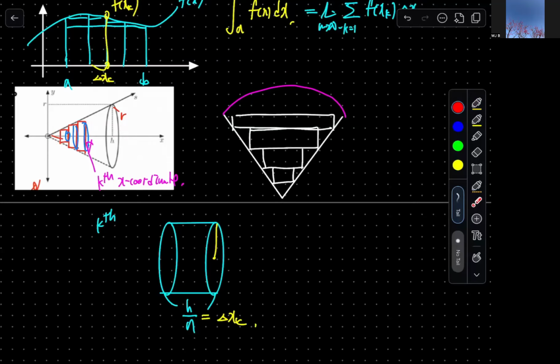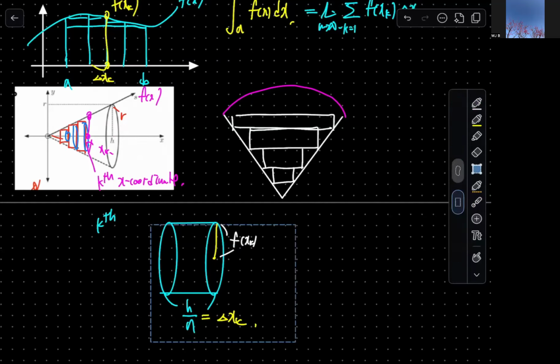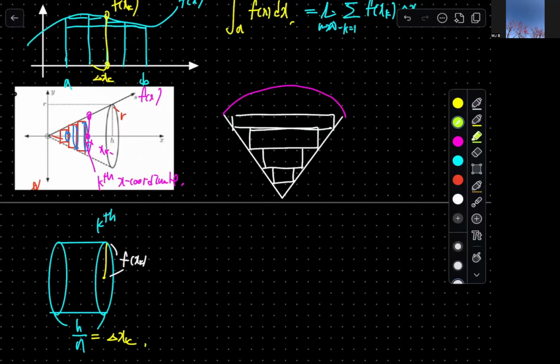Then what I want to do is, onto the kth coordinate, I will put it onto the function here, which I'm going to call just f of x. It's going to represent the radius of the cylinder, just like we did for the volume of revolution. So this is going to be my function of xk. But remember, I'm not getting the volume. I need to get the curved area.